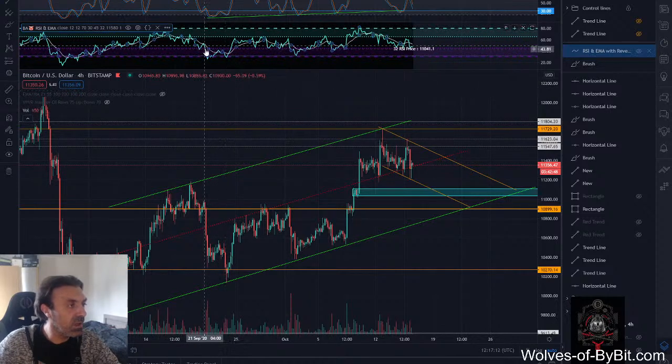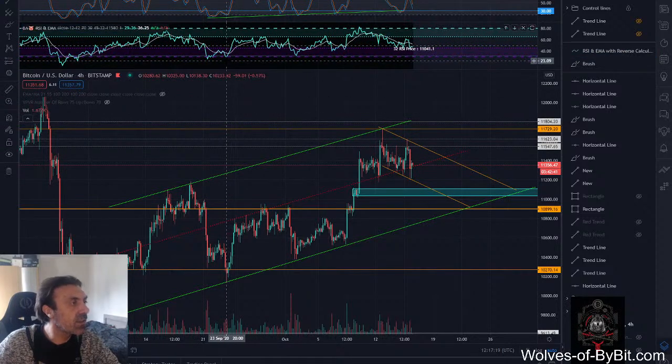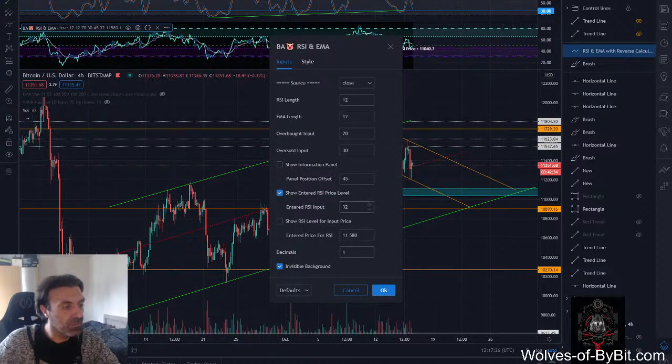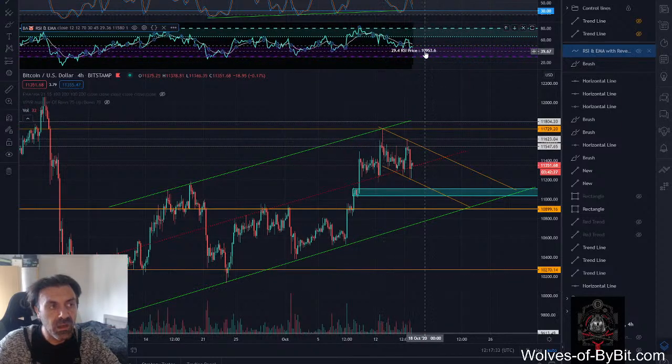Now, let's have a look at the next low on the RSI, which is sitting at 29.36. That's not going to be a lot lower. That is 10,953. So basically, as long as we stay above the orange line, we are building a stronger and stronger case for the bulls.